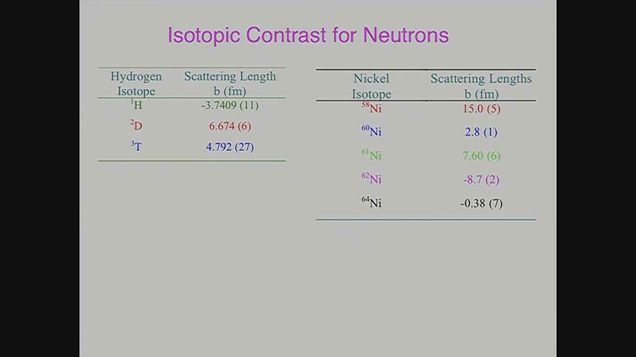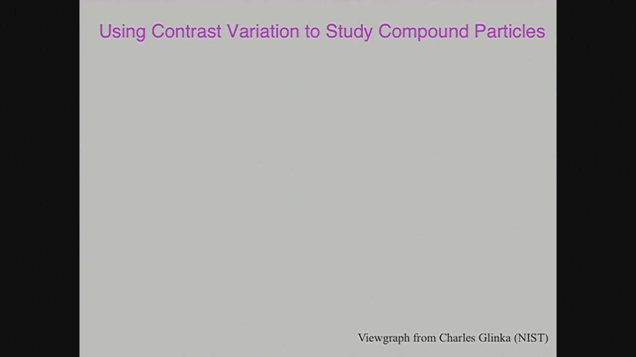And here are some numbers for scattering lengths of various things. Nickel's kind of interesting. You can see that some of them are negative. So you can actually make magnetic air as far as neutrons are concerned. You can combine various fractions of the different isotopes so there's no nuclear scattering, so it looks like air, but each one of the atoms is still magnetic, so it has the magnetic scattering. So if you play with nickel, you can make magnetic air as far as neutrons are concerned.